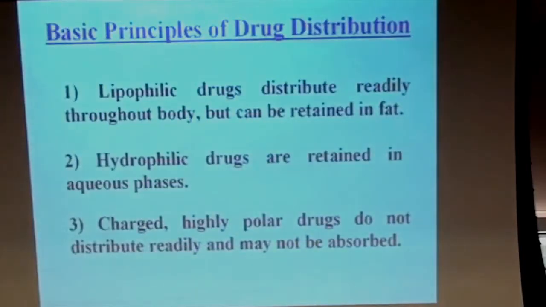Okay. Some basic principles for distribution. Lipophilic drugs distribute readily throughout the body, but if they're too lipophilic, they get retained in fat. Hydrophilic drugs are retained in aqueous phases. Charged, highly polar drugs do not distribute readily, and sometimes are not even absorbed.